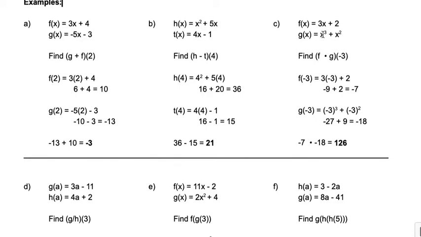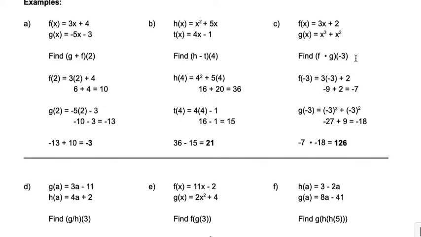And our third example here, we've got 3x plus 2 and x cubed plus x squared as our two functions, and it says this is multiplication. With negative 3, plug it in, plug it in. 3 times negative 3, you'll see, is negative 9, plus a 2, negative 9 plus 2 is negative 7.